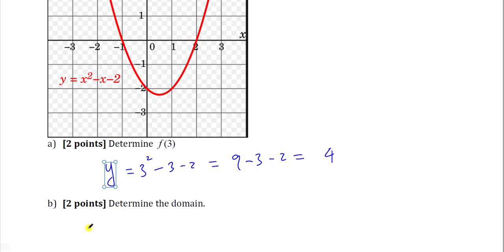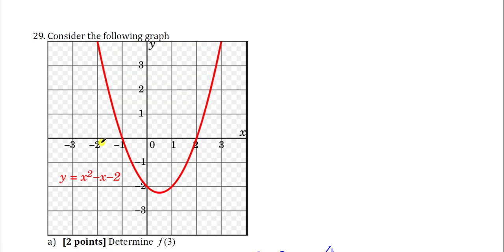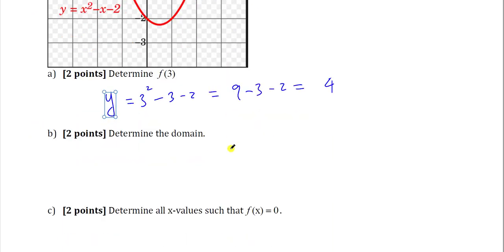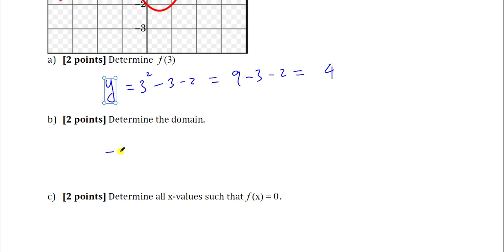The domain is how far you can go on the x-axis. It looks like for any parabola, the domain can be anything on the x-axis. Any value of x should work. So let's go from minus infinity up to positive infinity.